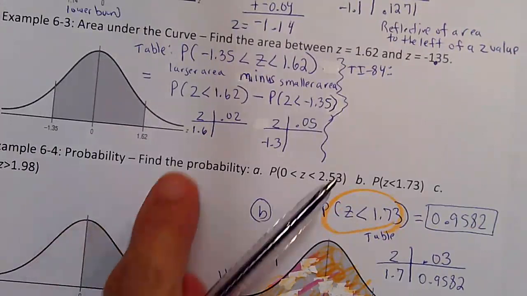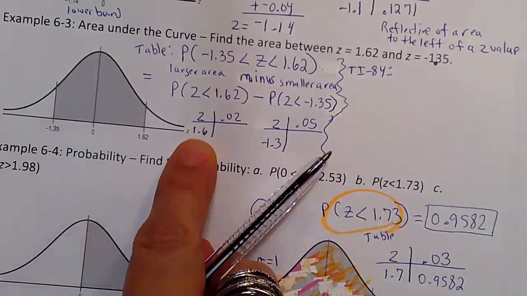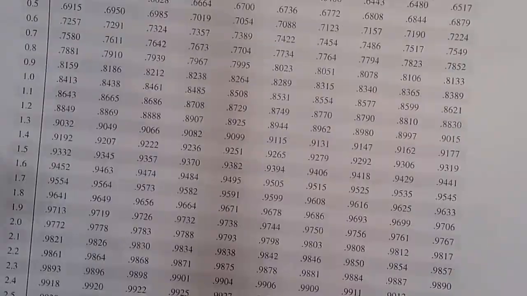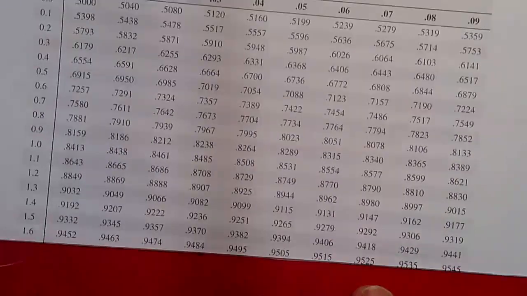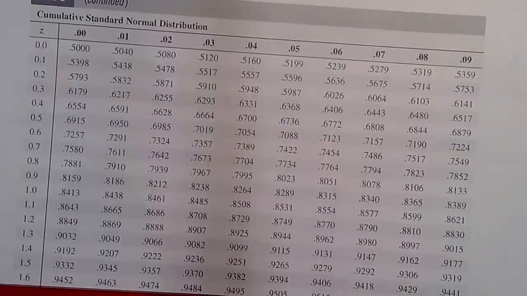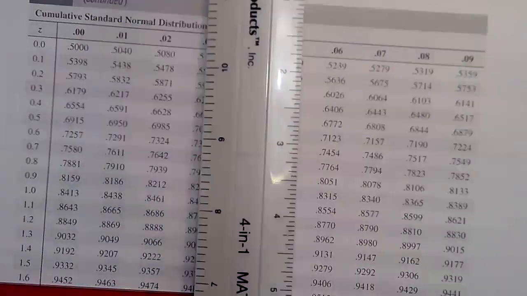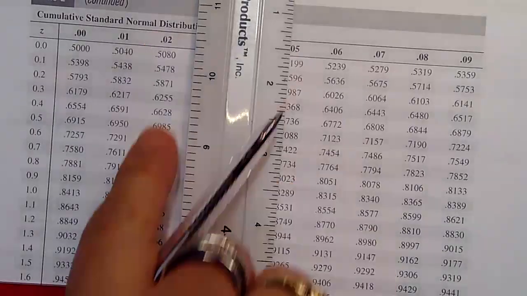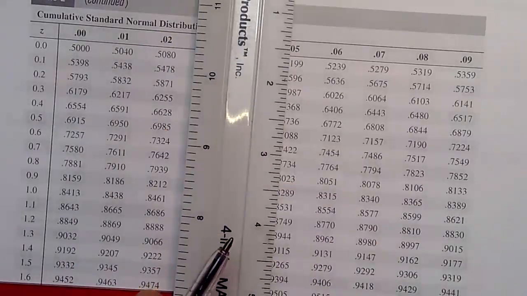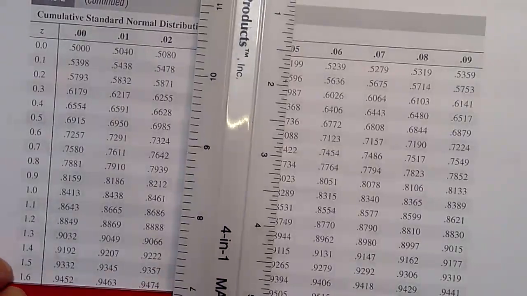The first, we have the larger one of the positive 1.6 and then 0.02. Okay, see that number right there? So it's 0.9474.